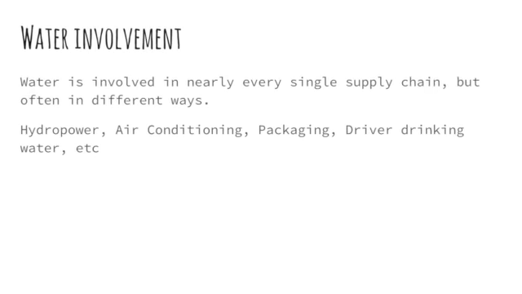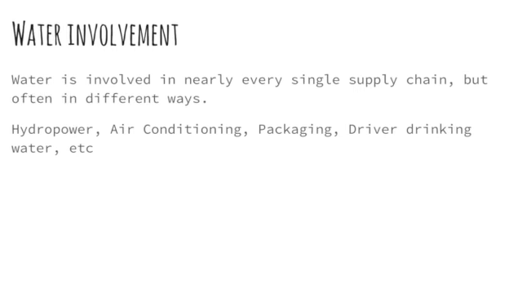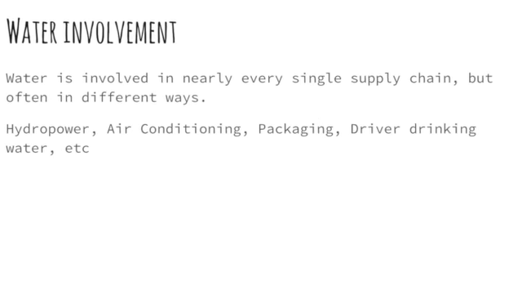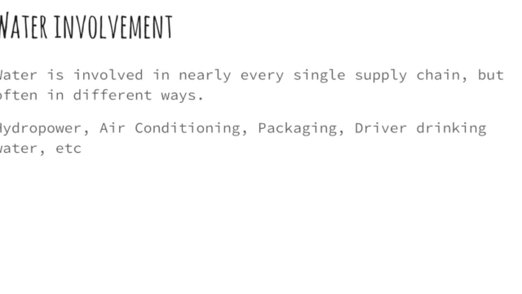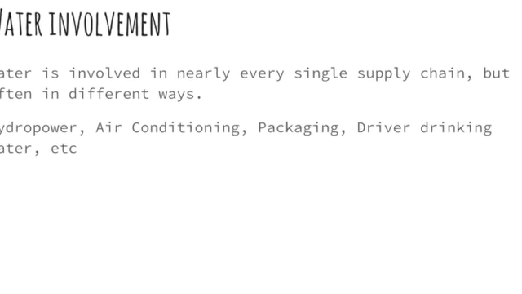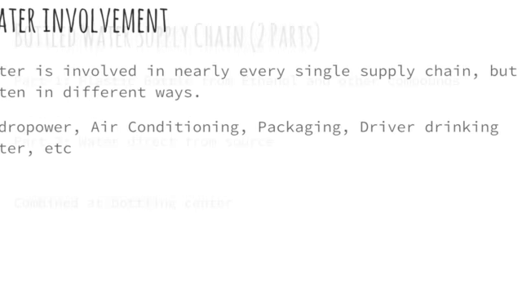Water involvement. Water is involved in nearly every single supply chain, but is often used in many different ways. A few examples of this are through hydropower, air conditioning, packaging, or something even as simple as the driver drinking water while making a delivery of the product. There are also many additional ways that water is used to complement these.